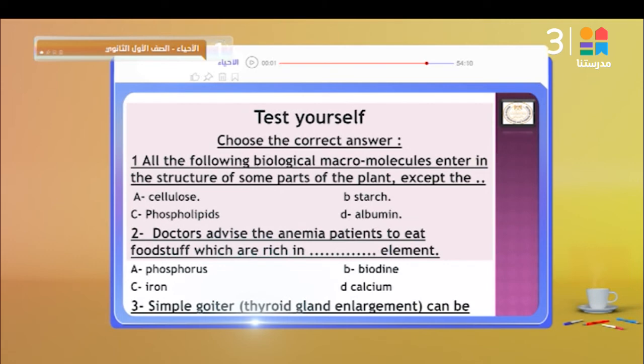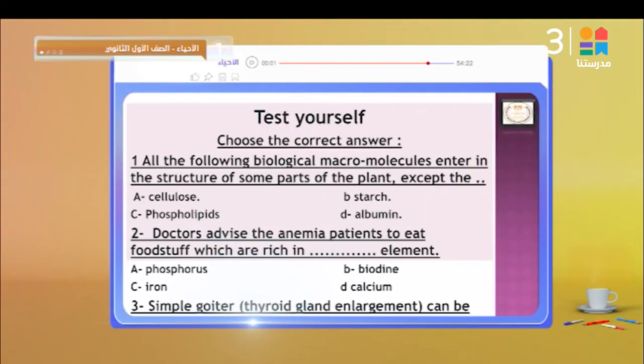Simple thyroid gland is related only to iodine. When explaining, iodine plays an important role in thyroxine hormone. The thyroxine hormone consists of iodine plus amino acids. Iodine plays an important role in metabolism. Why? Because it enters the structure of the thyroxine hormones. Okay, function of the proteins.